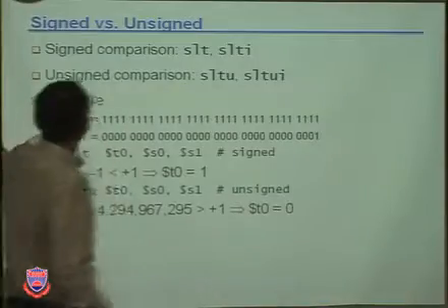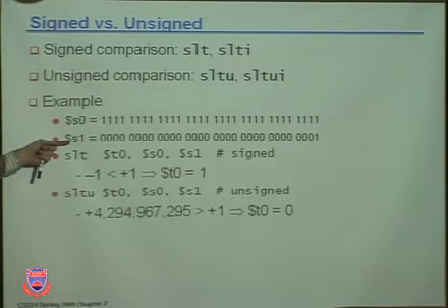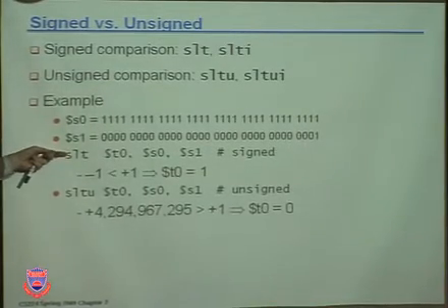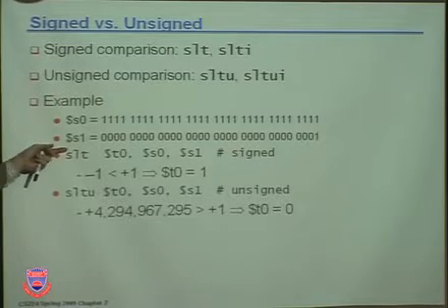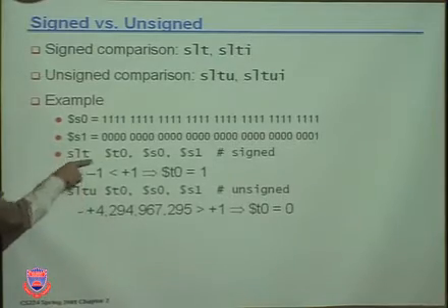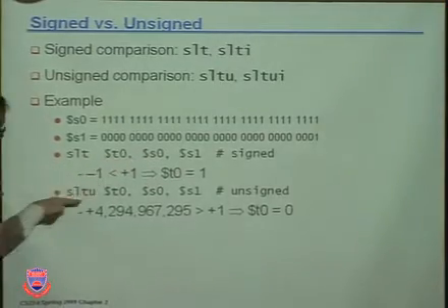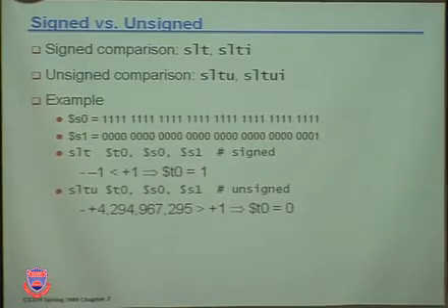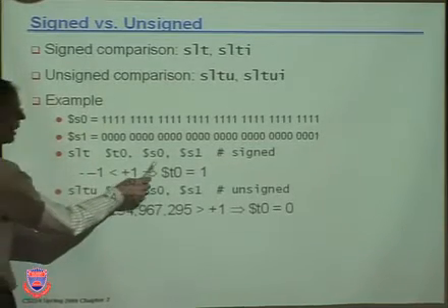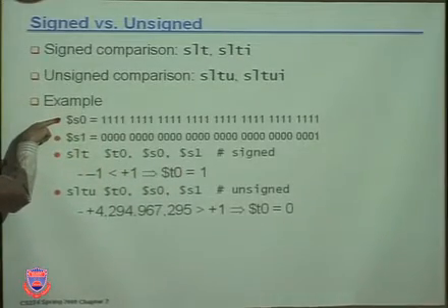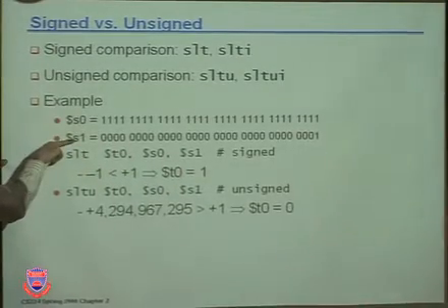Let's look at this one. What's the value of that? Does it make any difference if I interpret this as a signed or an unsigned number? It doesn't matter. It's positive 1 in either case. Or 1 if it's unsigned, positive 1 if it's signed. Great. Now let's ask the question. If I do SLT on these, and I do SLTU on those, do I get a different result? S0, is it less than S1 when I consider it a signed number? Yeah, that's negative 1, that's positive 1, it's less.